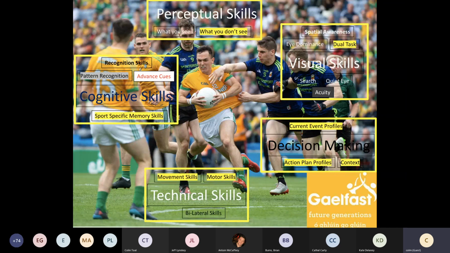side and behind you. Then decision making: taking on board the current event profiles, the action I'm going to put in place, and putting context to all my decisions. The technical skills: all my movement skills, my motor skills, my bilateral skills, very important. And then my cognitive skills: my sport-specific memory skills, my pattern recognition, my advanced cues, and my recognition skills. So in a nutshell, we could wrap the whole night up by saying that game-based training helps us train and upskill our players in as many of these skills as possible. So that's why we're an advocate of game-based training.